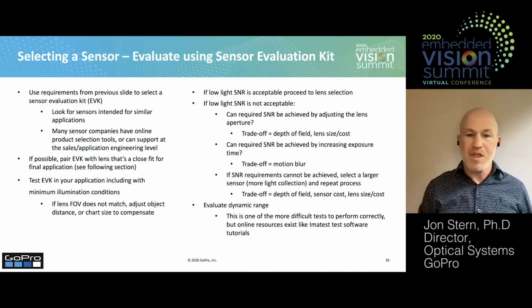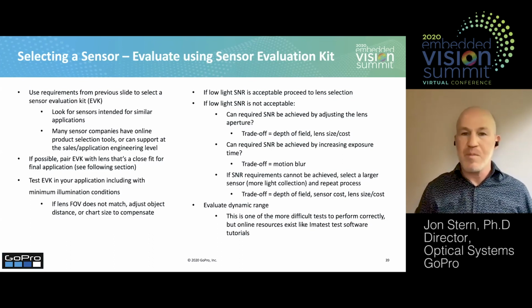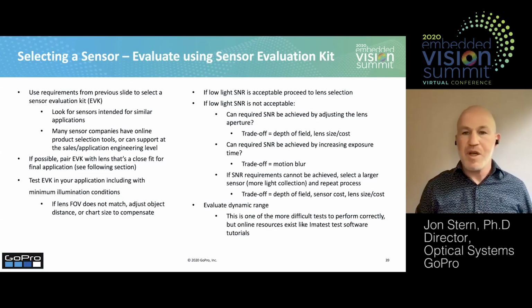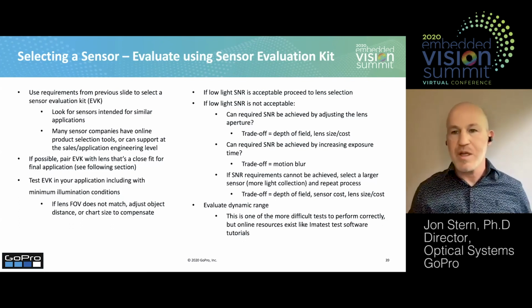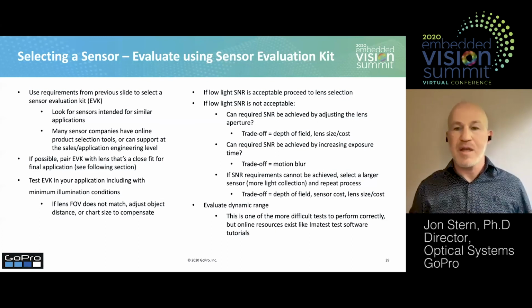If the lens field of view doesn't match, then you can adjust the object distance or your chart size to compensate. If you find that the low light signal to noise ratio is acceptable, then you can proceed on to the lens selection. If the low light signal to noise ratio is not acceptable, then can you achieve your required SNR by adjusting the lens aperture?